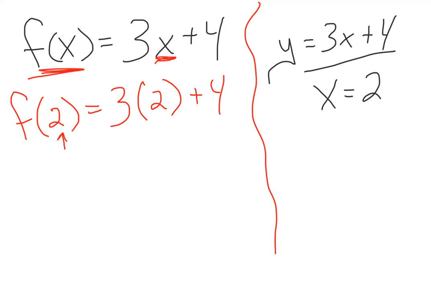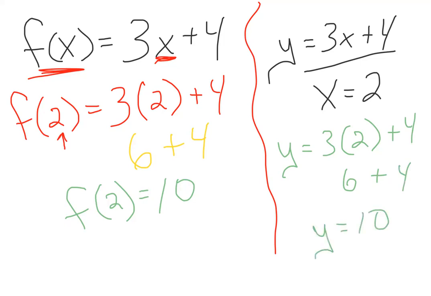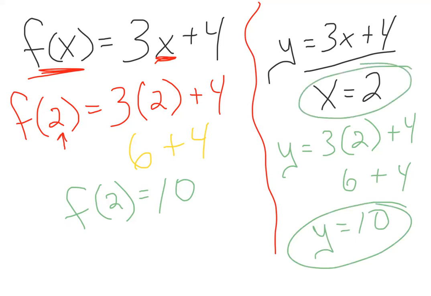And then I crank the math. 3 times 2 is 6. 6 plus 4 is 10, and I write the answer: F of 2 equals 10. Here, I've got two different statements, and then I drop down: y equals 3 times 2 plus 4, 6 plus 4, which is 10, so y equals 10. I have to make double statements. All right.